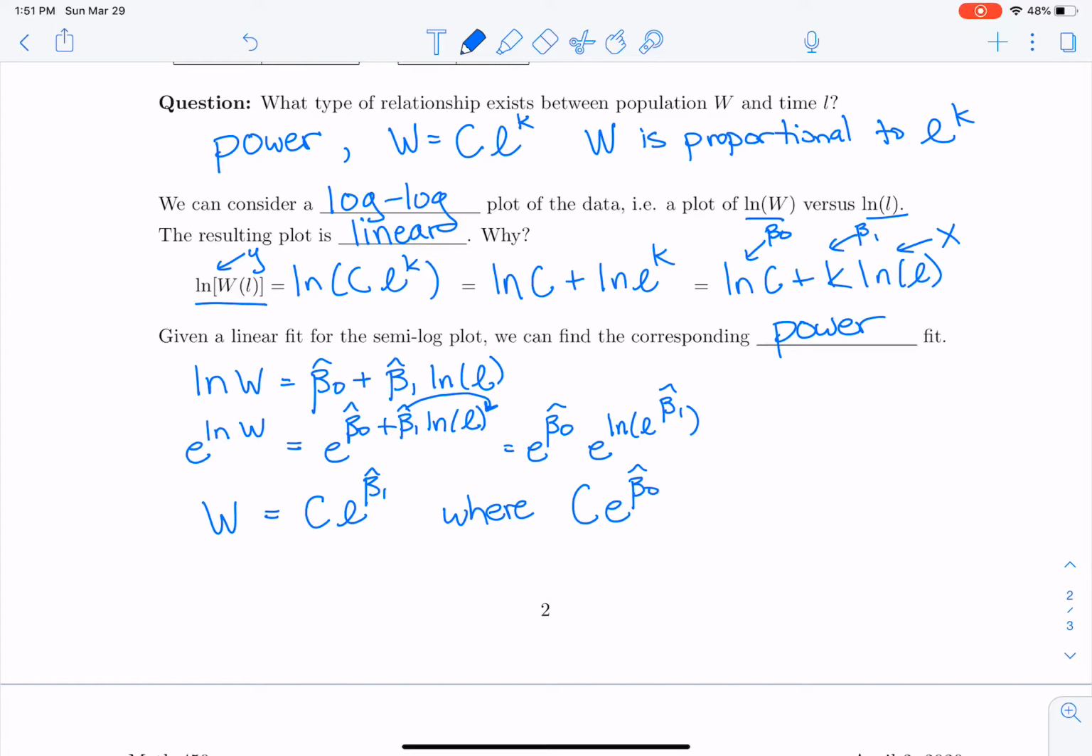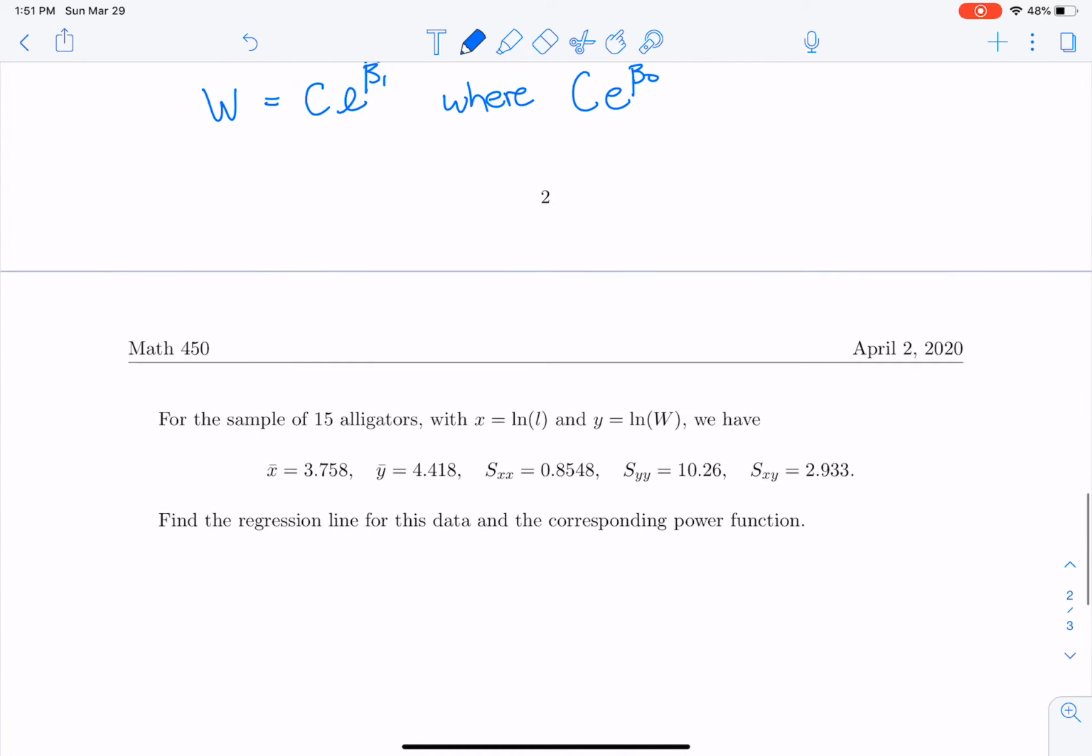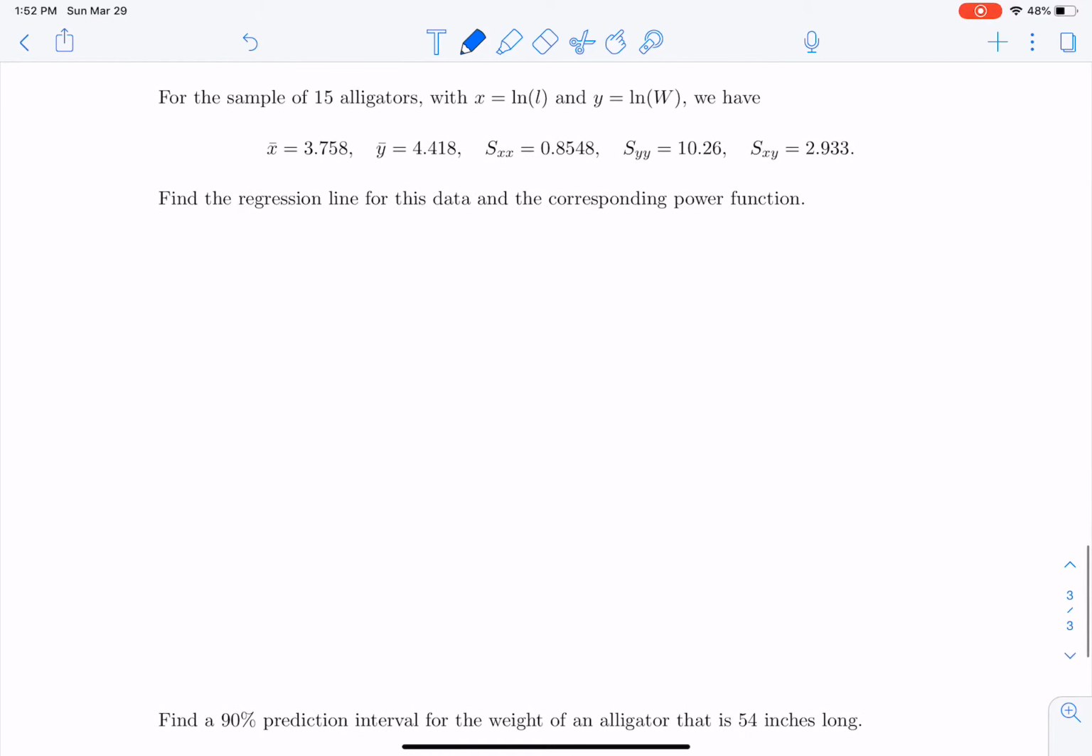So let's actually work through this whole example. This is really good review of all the things that we've done so far. For the sample of 15 alligators, we let x be natural log L and y be natural log W, and then I found x bar and y bar and s sub xx, s sub yy, and s sub xy.